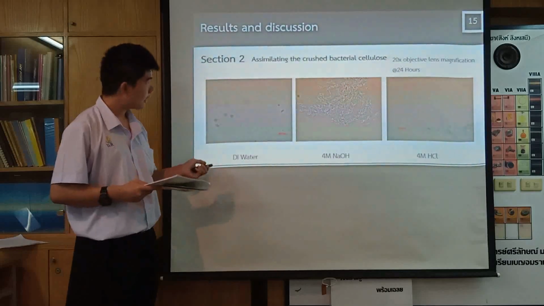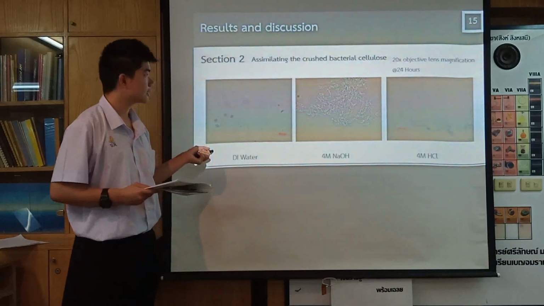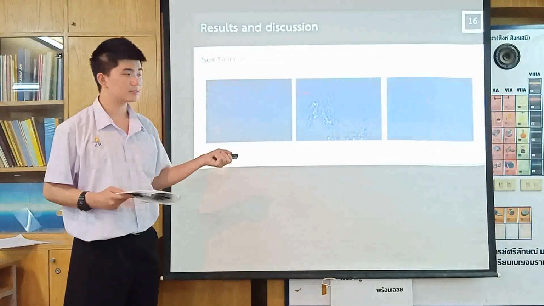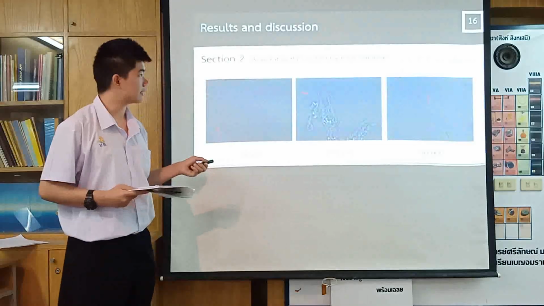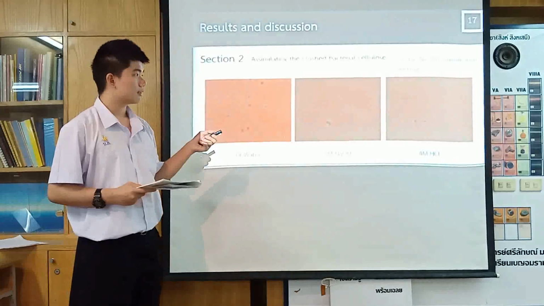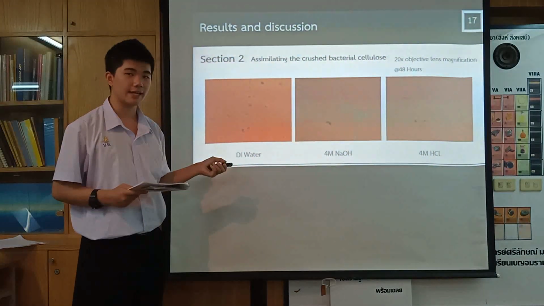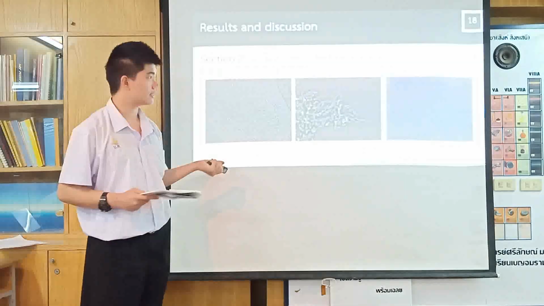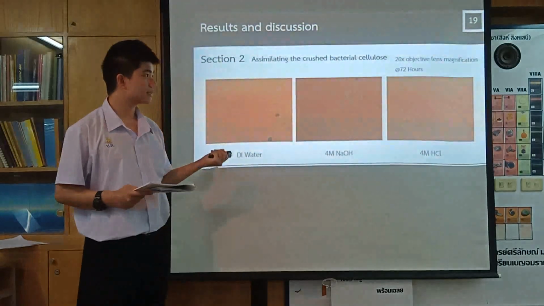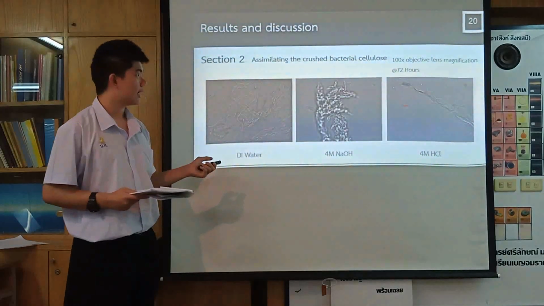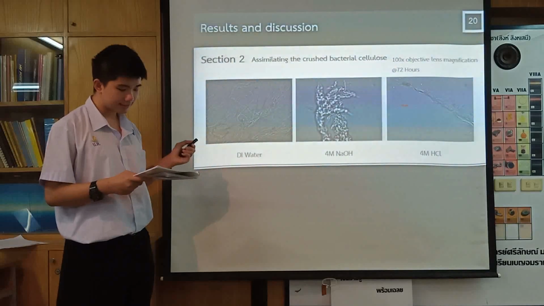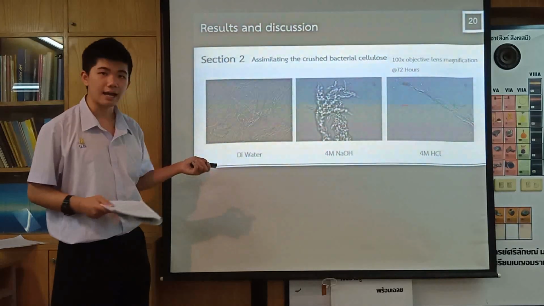So, these pictures were taken at 20 times magnification at 24 hours. This picture was taken at 100 times magnification at the same time. These pictures are 20 times magnification at 48 hours, and these pictures are 100 times at the same time. 20 times magnification at 72 hours, and 100 times at the same time. So, we can see that it is the same trend at each time.